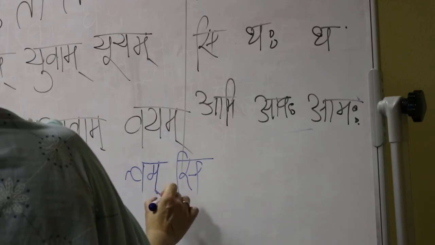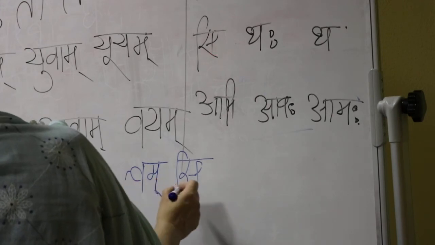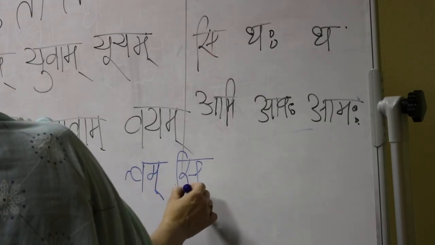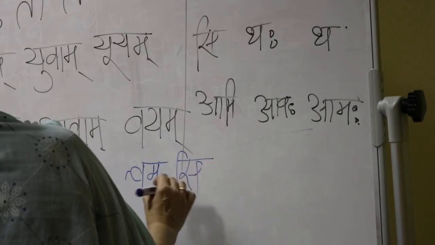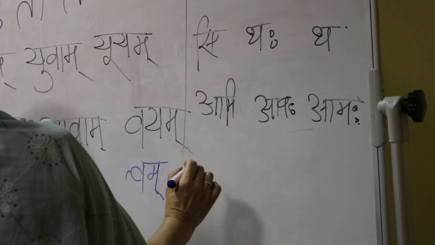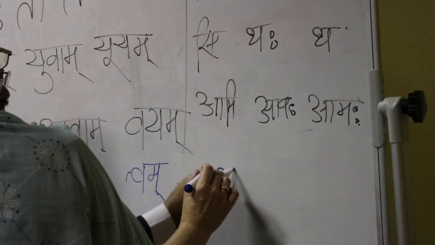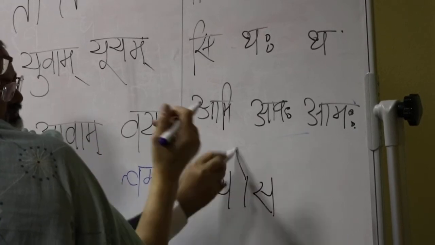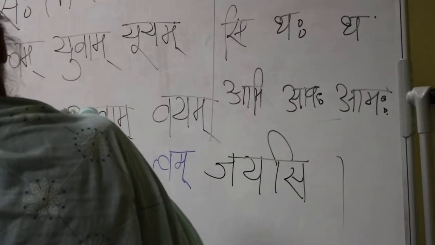So the verb here is Jaya and you have to add with si. Okay. Now let me say this. You win. Jayasi. That's it. Tvam jayasi.